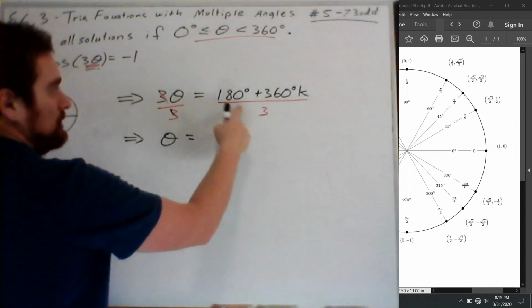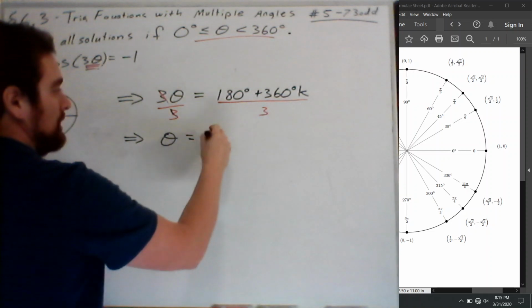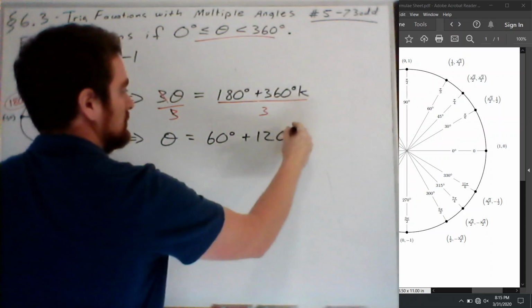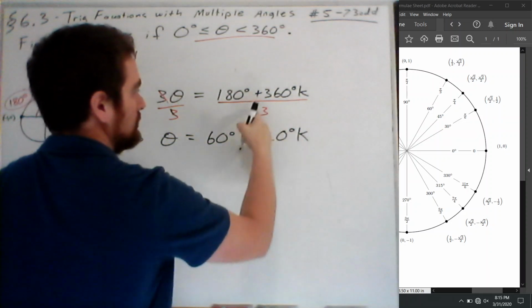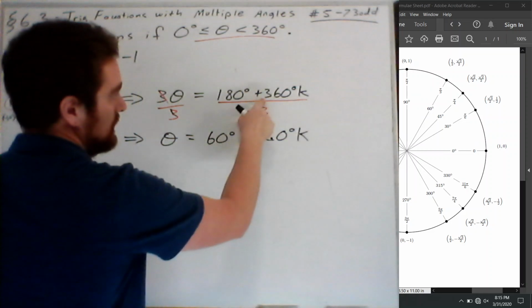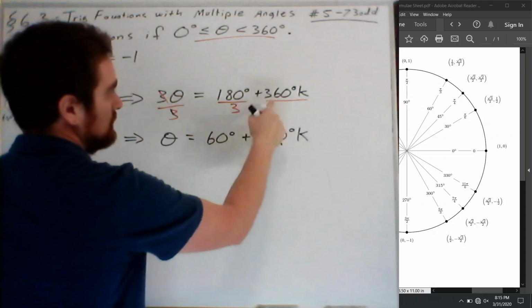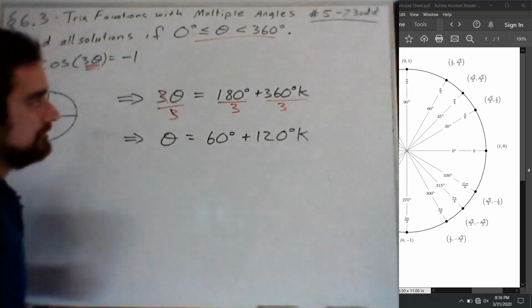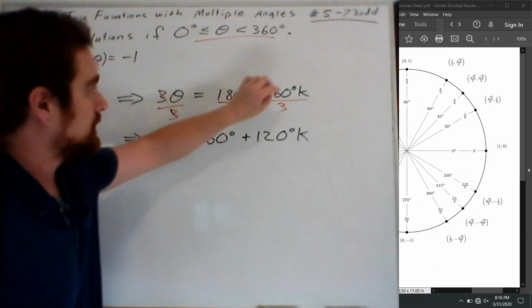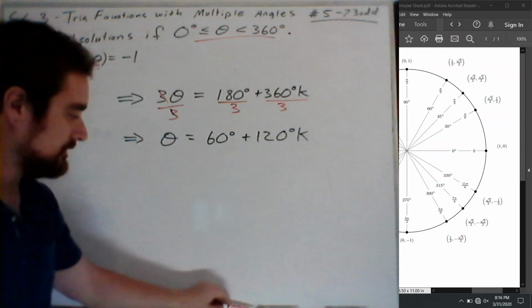Watch what happens when we do 180 divided by 3, we'll get 60 degrees. Plus 360 degrees divided by 3 is 120 degrees. And again, when you divide something that has 2 terms in it, make sure you're dividing each term by that value, because it's a common denominator. So each term is getting divided by that denominator 3.